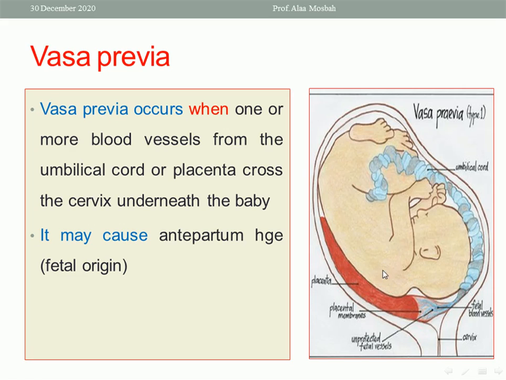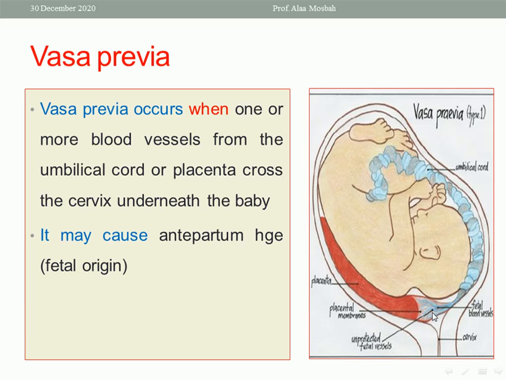Vasa previa. Vasa previa occurs when, as you see in the picture, one or more blood vessels from the umbilical cord, this one, or the placenta, cross the cervix, this is the cervix, underneath the baby or the presenting part here, as you see. So this vessel is crossing above the cervix underneath the baby.